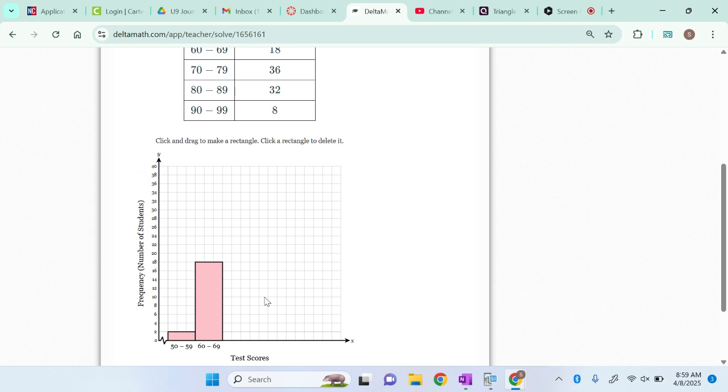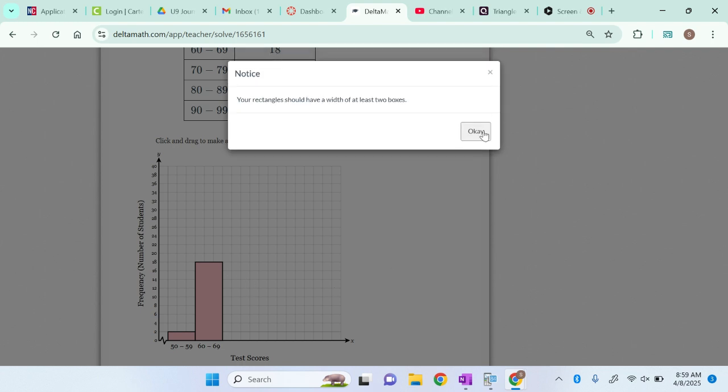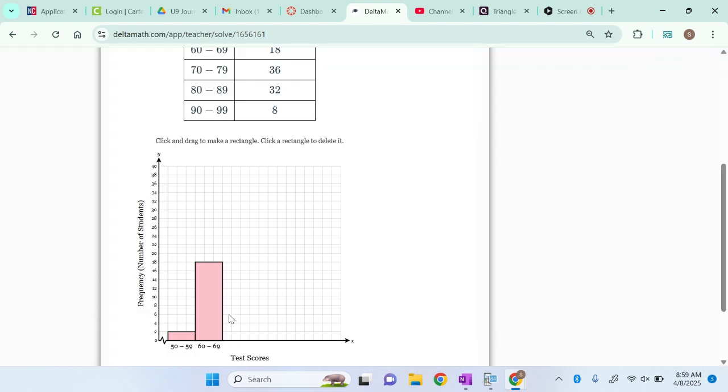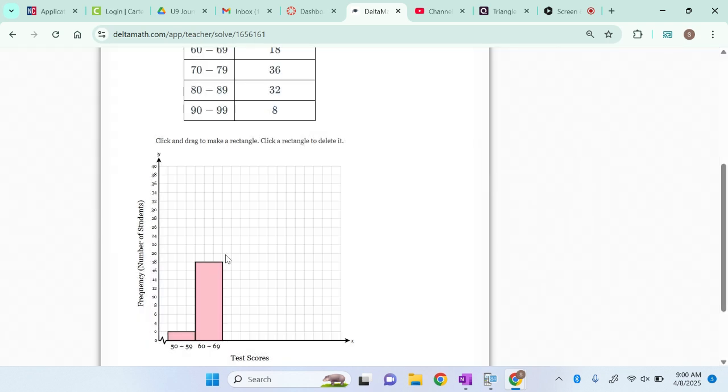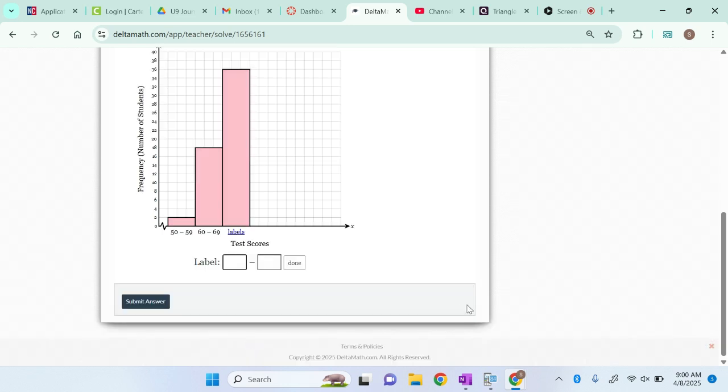The next one is 36. So I'm just going to start at the bottom of the next square and go all the way up to 36, then slide it over 3. Oh my gosh, it can be a bit finicky, guys. So I'm going to go all the way up to 36 and then slide it over 3 squares. This will be from 70 to 79.